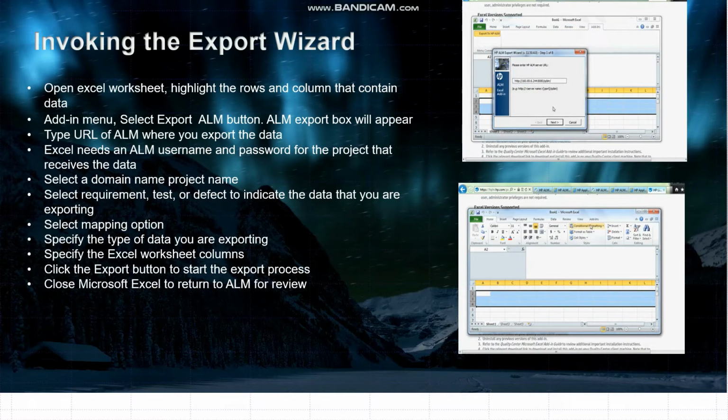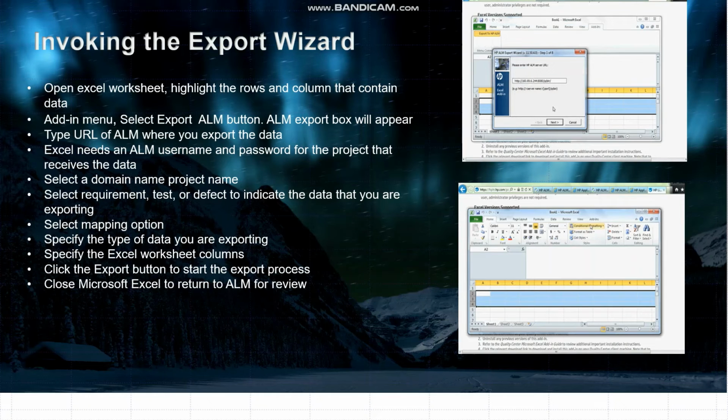Type the URL of the ALM server to which you want to export the data. Click the Next button to continue. Excel needs an ALM username and password for the project that is to receive the data. Select a domain for the domain name field and a project for the project name field. Click the Next button to continue.